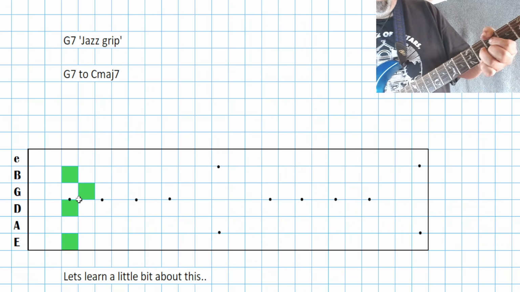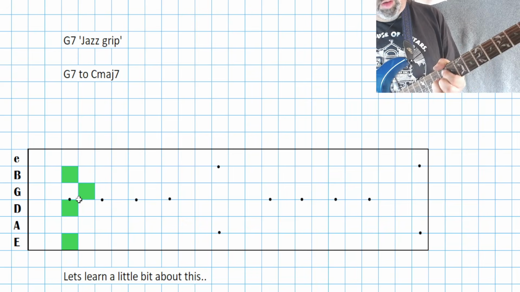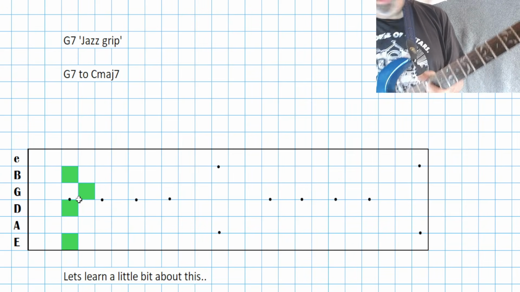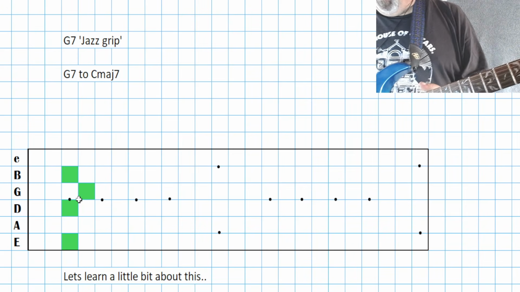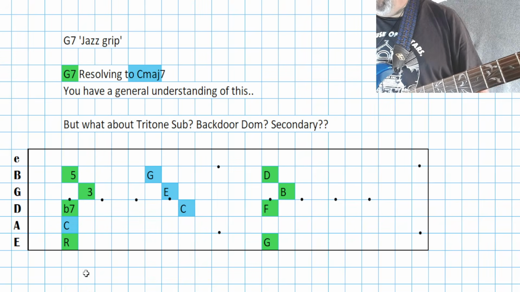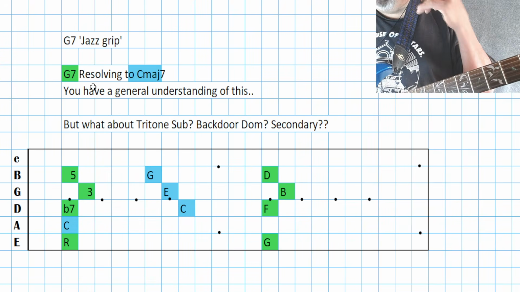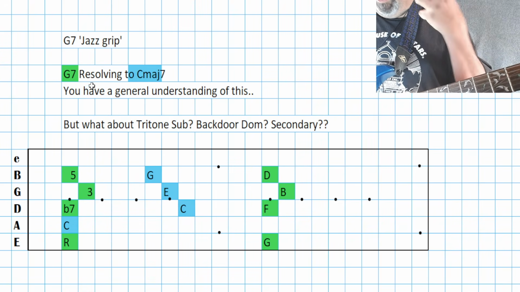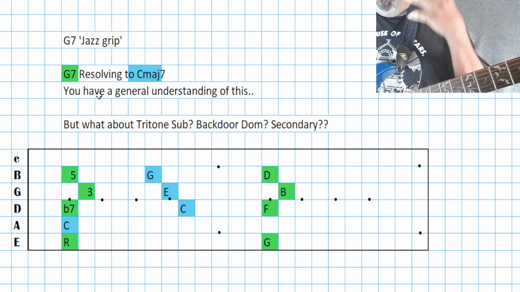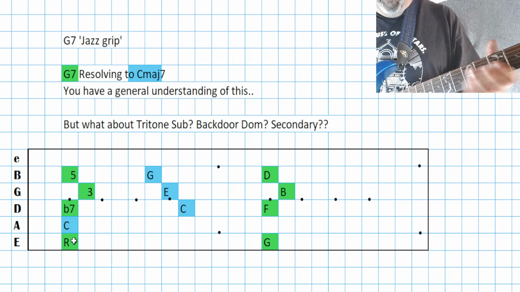We're going to be moving it up the fretboard, so make sure you can move that to different places, pretty easy. So this is the basics of the resolve that now we want to understand. We got the grip. What is this resolve all about? So it's about this G.